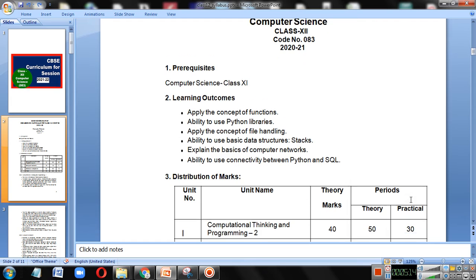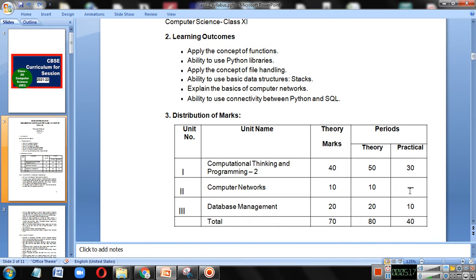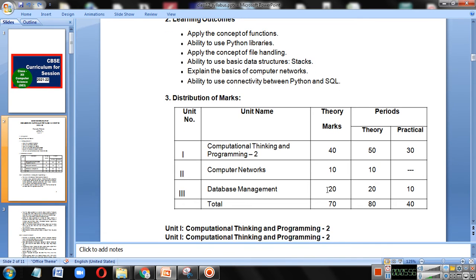As far as the distribution of marks is concerned, you can see here there are 3 units. Unit number 1, computational thinking and programming 2, because it is a continuation of computational thinking and programming 1 which you studied in class 11th, carrying major marks 40. Then computer networks carries 10 marks. Then the third unit, database management, 20 marks. So altogether it is 70 marks. As of now, we'll concentrate on these 3 units. Next, we'll move on.